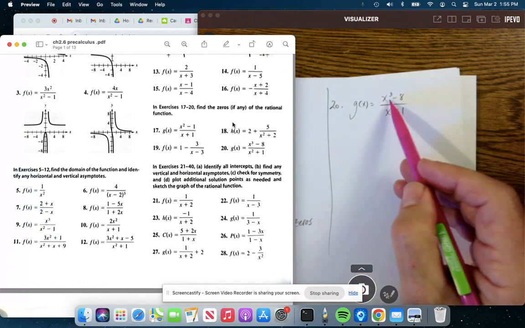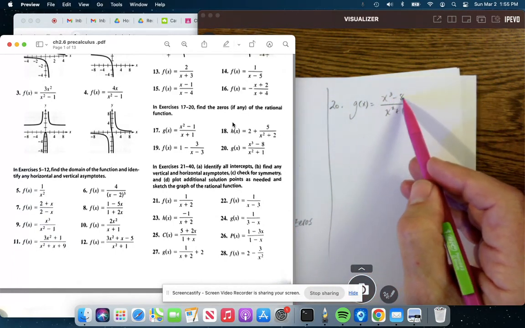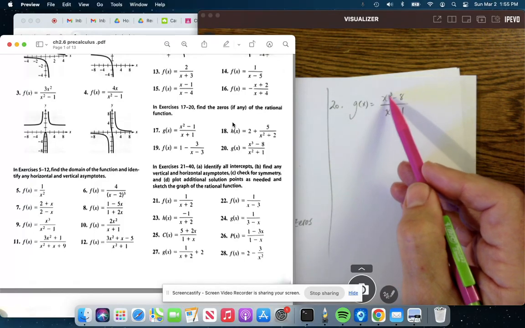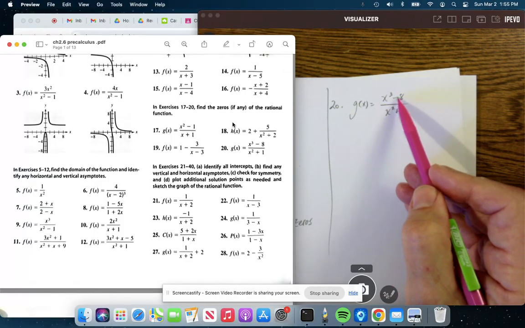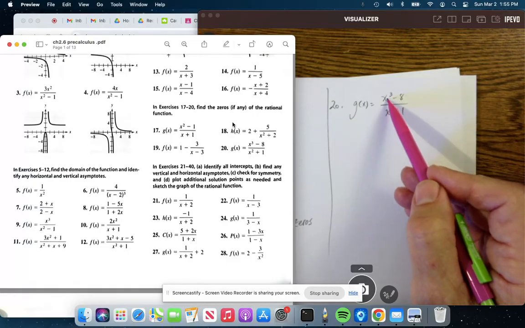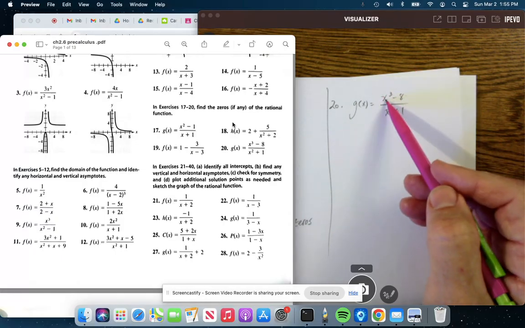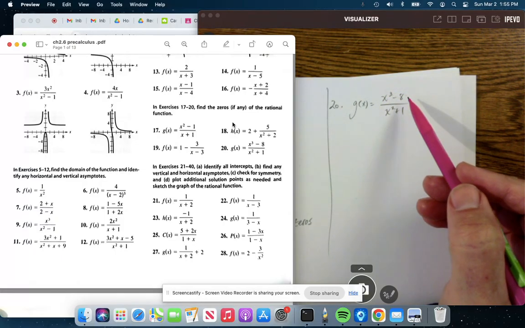Well, the zeros are whatever make this go to 0. And I can see 1. I believe 2 would work, right? Because 2 cubed is 8, and 8 minus 8 is 0. So obviously 2 is a 0. Negative 2 doesn't work because negative 2 cubed is negative 8, and negative 8 minus 8 is negative 16.